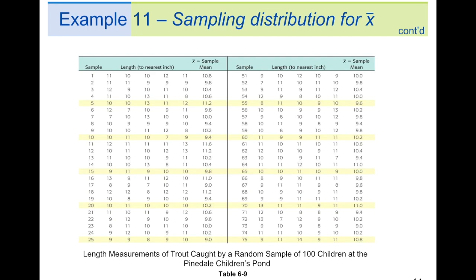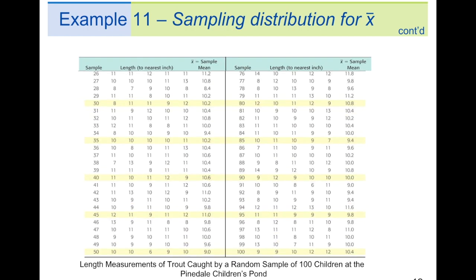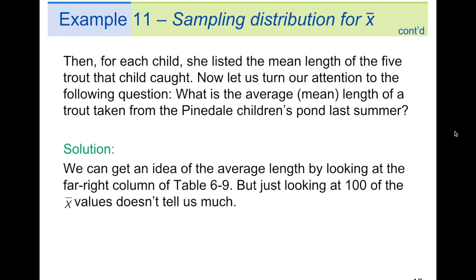So here is half of the table, and here's the other half. You can also find it on page 316 in your book. For each sample, there are 5 lengths for each fish, and then the sample mean for each child of their 5 fish. Then, for each child, she listed the mean length of the 5 trout that the child caught, which I just showed you. Now let us turn our attention to the following question.